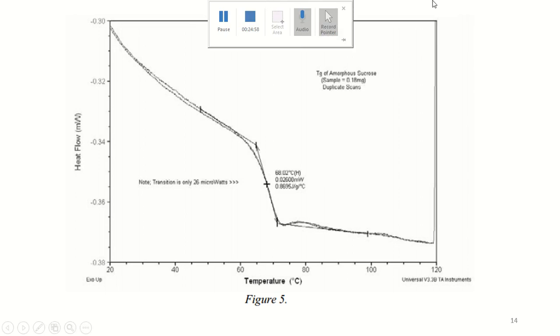So this is all for this lecture, and we will discuss some of the important aspects of pharmaceutical measurements by using thermal analysis in the next lecture. Thank you very much.